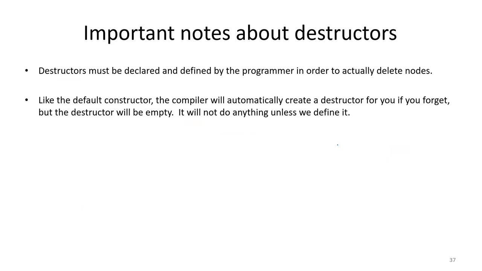Here's a couple more things to note about destructors. You need to remember that destructors must be declared and defined by the programmer in order to actually delete stuff. So you have to declare and define your own destructors. The compiler is not going to do it for you. Just like with the default constructor, the compiler will create a destructor for you if you forget, but it'll be empty. We have to write the definition for the destructor in order to successfully delete our unwanted nodes.